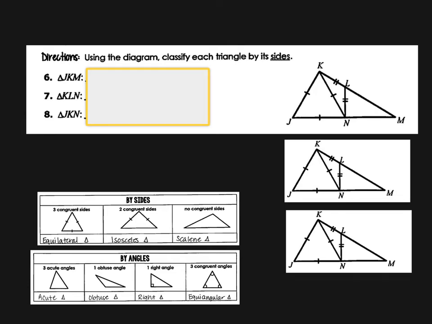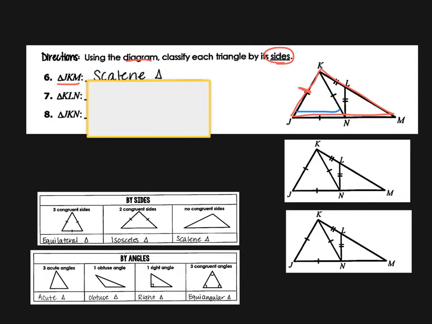So remember, the key is to see, and the way I see is to trace. It says to use the diagram on the right side, and we're going to name the triangle by its side name only. The first triangle I see is JKM, so I'm going to trace that out. I don't see any tick marks that reference all three sides. I know that this single tick mark is the same as this short piece right here, but that doesn't refer to the triangle that I'm talking about. So because of that, I'm going to go with the name that refers to no congruent sides. So the first triangle is going to be called scalene, or a scalene triangle.